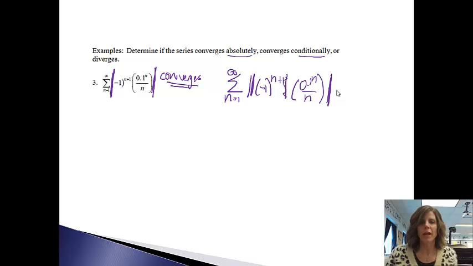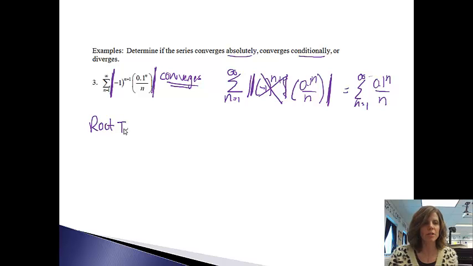Okay. And if we were to take the absolute value of that, then obviously that part is not there anymore. So we're really just looking at 0.1 to the n over n. We would like to find out if that converges or diverges, and we actually are going to use our tests from chapter 11a to help us out with that one. And since I see a power, I'm going to go ahead and use the root test to decide that. So if I'm doing the root test, we would like to find the limit as n approaches infinity of the nth root of 0.1 to the n over n.